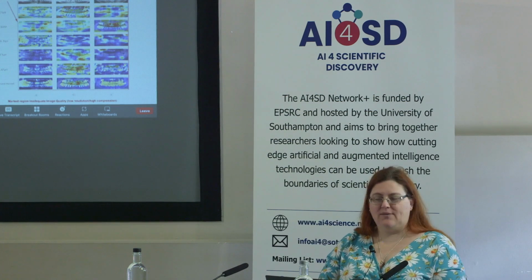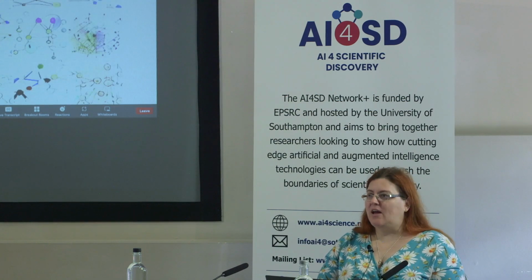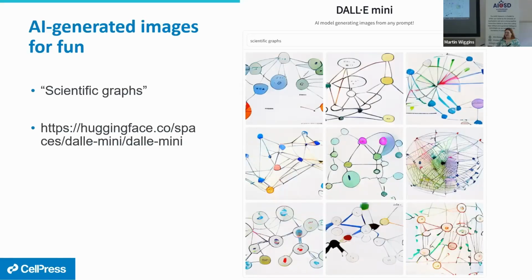Of course, in the brave new world that we're living in, we can get AIs to generate images for us. This is Dali Mini, a really cute, fun image generating tool, I think it's a GAN, a neural network anyway. I put in scientific graphs, and that's the sort of stuff we got, which seems to suggest that scientific graphs are mainly nodes and networks. They look cute, but they're completely inaccurate, and you take one look and go, nah, that's not real science at all.